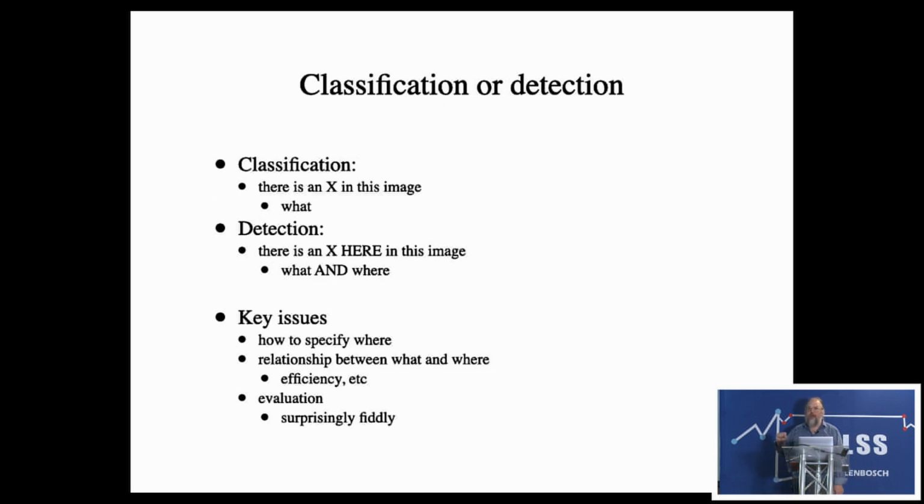There are two strands here. One is classification. There is a cat in the image. The other is detection. The cat in the image is over here. Put a little box around the cat or a circle around the cat or something of that sort. And of course, in detection, you have to worry about how you specify where. Is it a box? Is it a circle? Is it a mask? You have to worry about the relationship between what it is and where it is. Turns out there are two threads in detectors. We'll talk about that a little bit later on, where that relationship is handled in very different ways. And then it turns out that evaluation can be surprisingly fiddly.